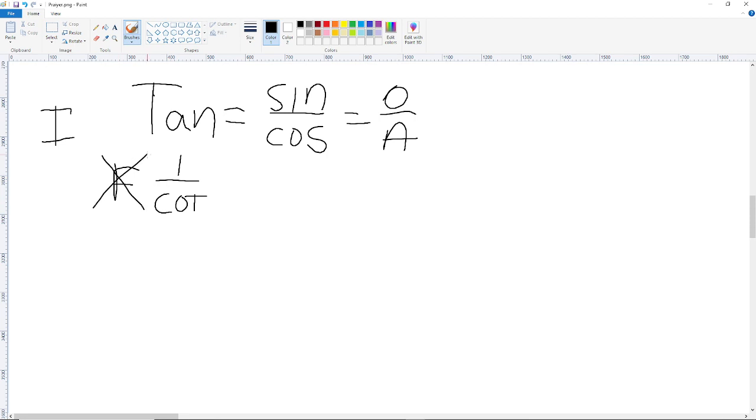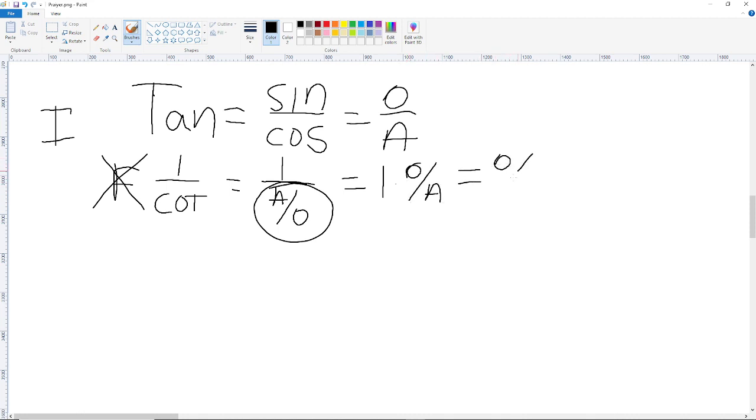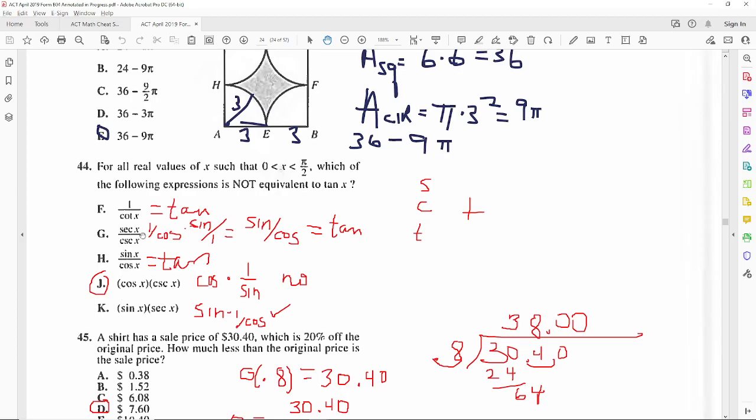You could also do it this way. Remember, cotangent is adjacent over opposite. And when you're dividing by a fraction, you just flip it and multiply. So this would be the same as 1 times opposite over adjacent, which is just equal to opposite over adjacent, and that equals tangent. So F is not the answer because we're looking for the one that does not equal tangent.